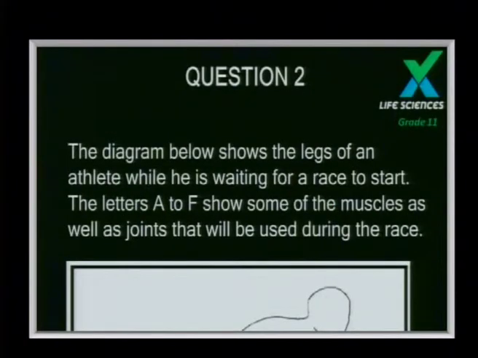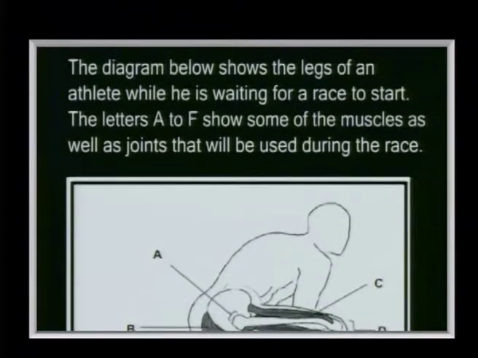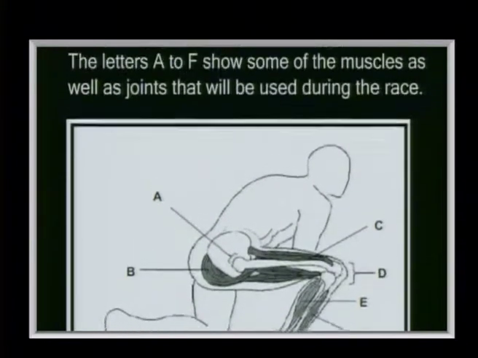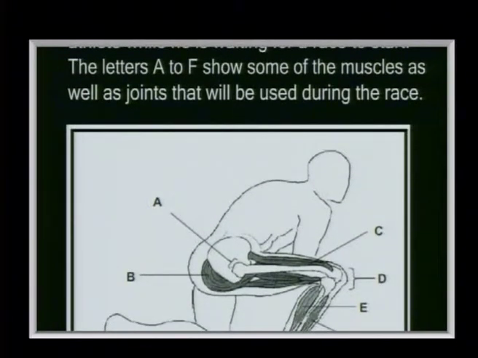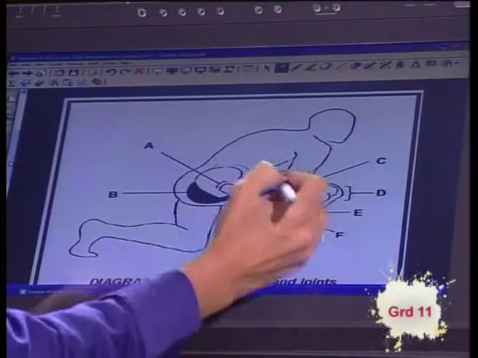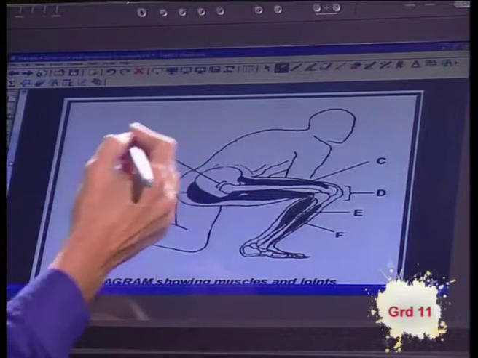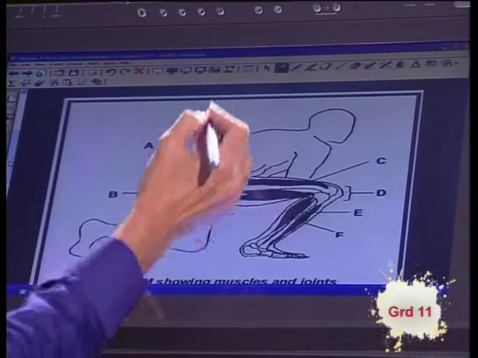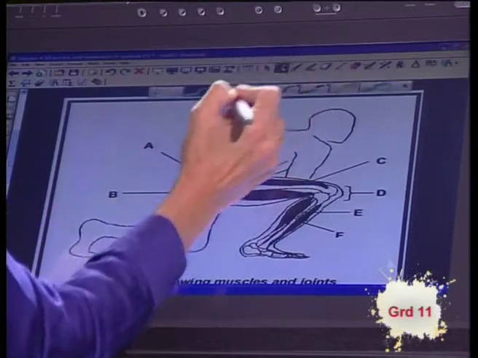Okay, let's look at our questions here. The diagram below shows the legs of an athlete while he is waiting for a race to start. If we look at these letters A to F, they show some muscles as well as joints that will be used during the race. So there's our athlete. Now if we look at all of these labels, let's try and label them as best as we can.